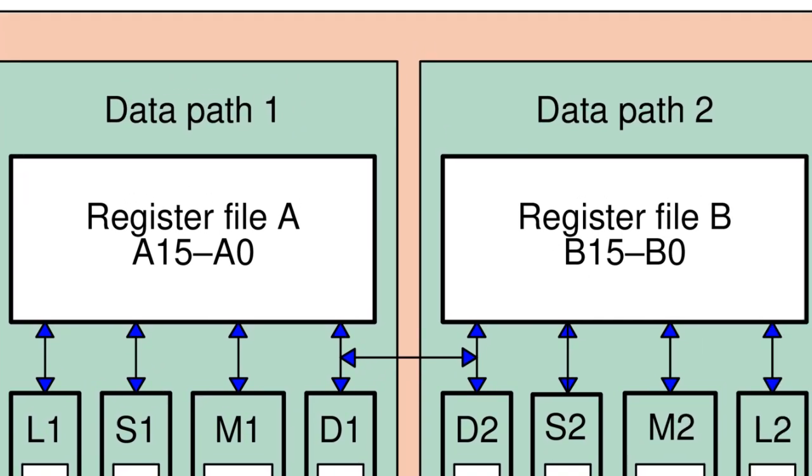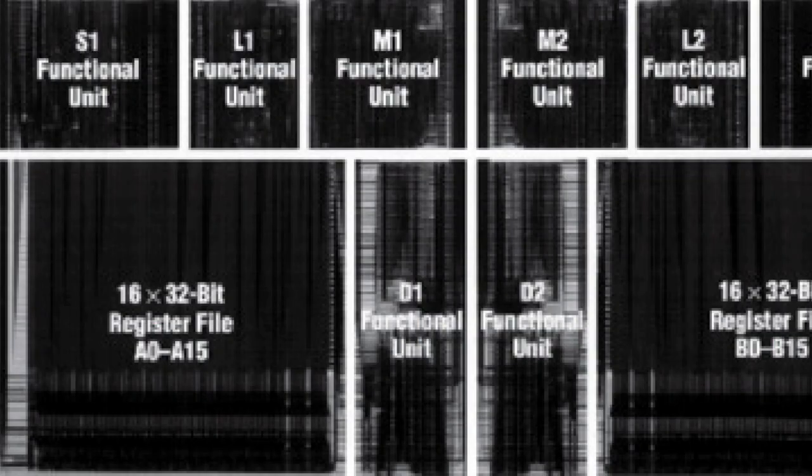These register files are impressive. They have 9 read ports and 5 write ports. It's costly to implement a register file with so many ports, and the die photo bears this out. A single register file consumes almost as much area as 4 functional units.